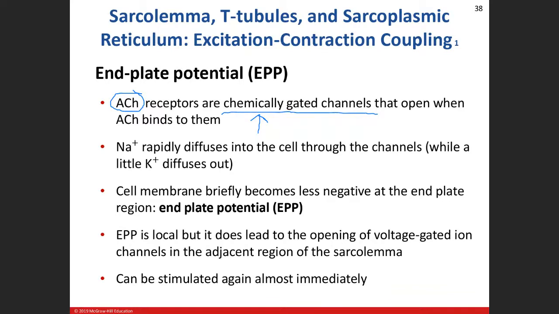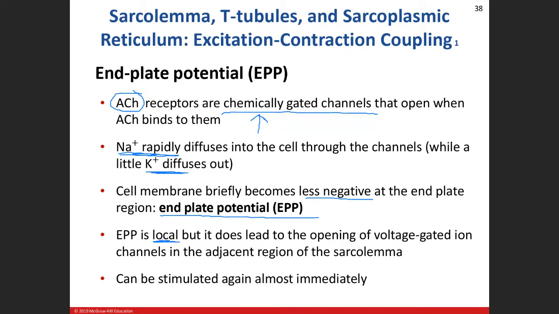So sodium enters in, and potassium will leave. But sodium rushes in. And what's going to happen? That sodium is positively charged. It's going to make the inside of the cell more positive, less negative. And where this occurs, that's called the EPP, or the end plate potential. I don't want you to confuse the two. It's similar to a graded potential because it's local. An EPP only occurs in the motor end plates. It's local.